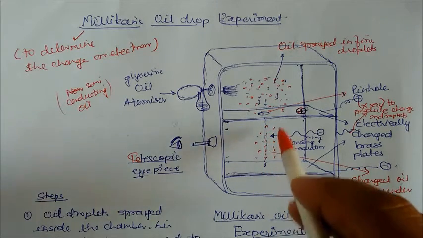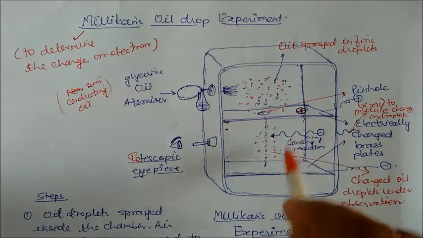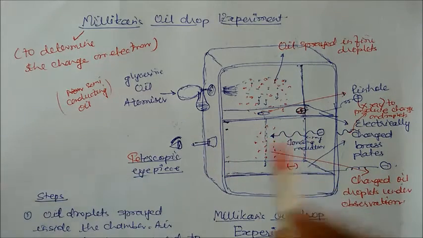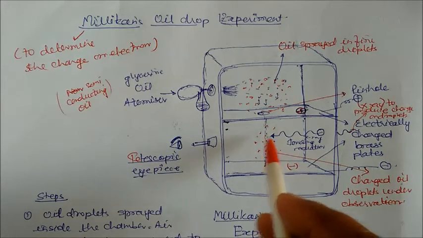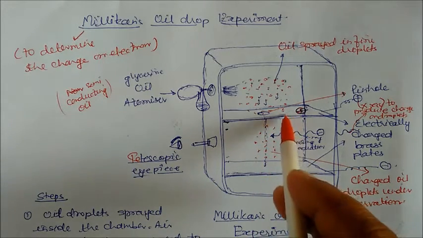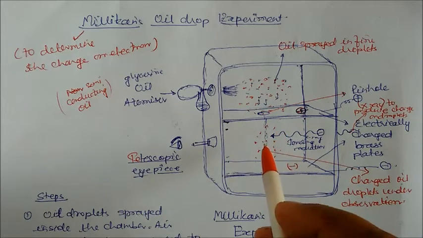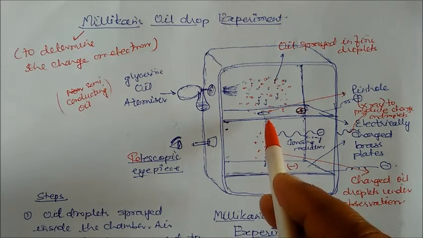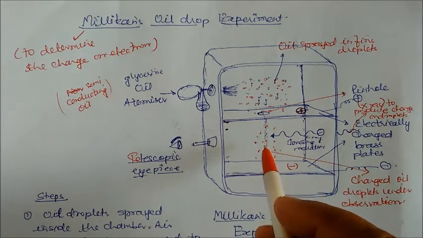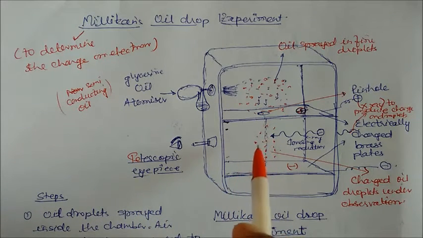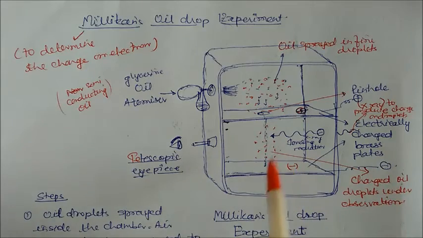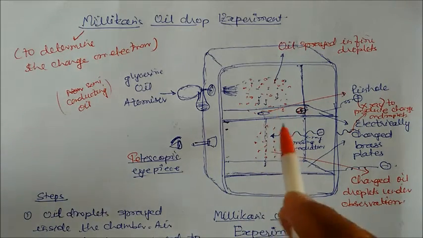So here a field is there. On this field, if you increase the strength of the field, what will happen? This will push the falling charge upward, and if you adjust this electric field in such a way, they can remain suspended in between in this field. Otherwise they will fall in this field with a constant speed, called terminal velocity. And through this telescopic eyepiece we can see these charged oil droplets under observation. These are the brass plates.